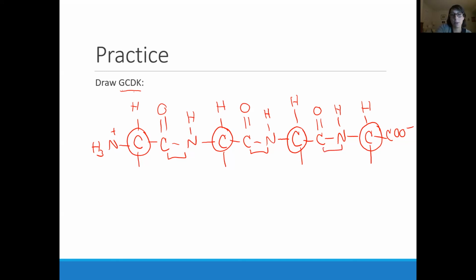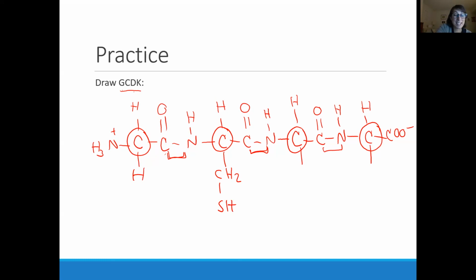And here's each of the peptide bonds that links all of our amino acids. So our first amino acid, R group we need to draw is for G, which is glycine. Glycine's R group is just a hydrogen. The next one, C, is for cysteine, which is the CH2SH.